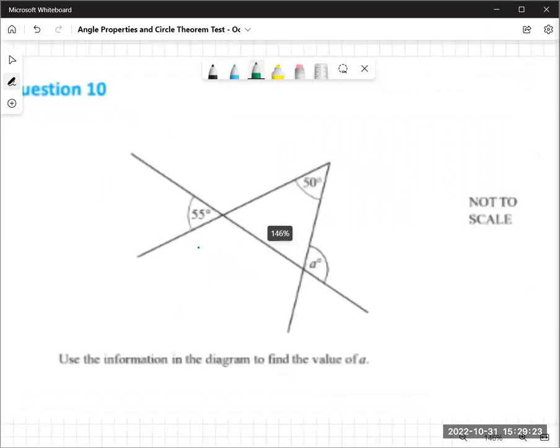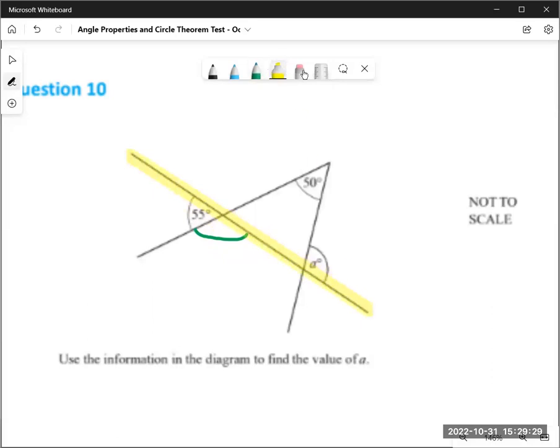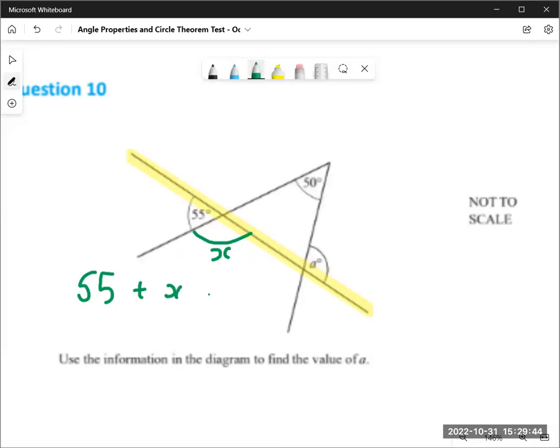For that, I do know that this is a straight line, right, Sumaya? Yes, sir. So if that's a straight line, can I find this right here? Yes, I can, by using 180 minus 55, since the sum of angles in a straight line is 180. So let's call this x. X is going to be 180 minus 55, which is 125.